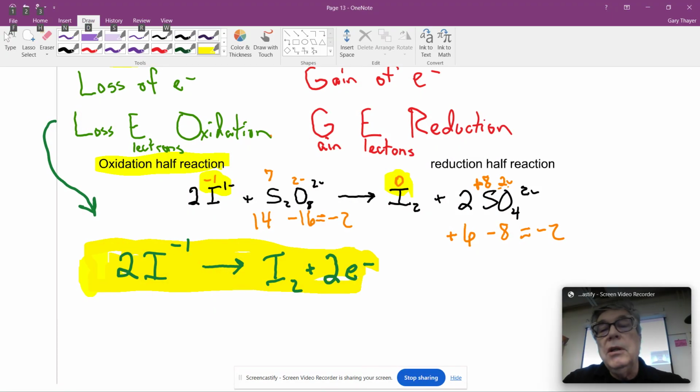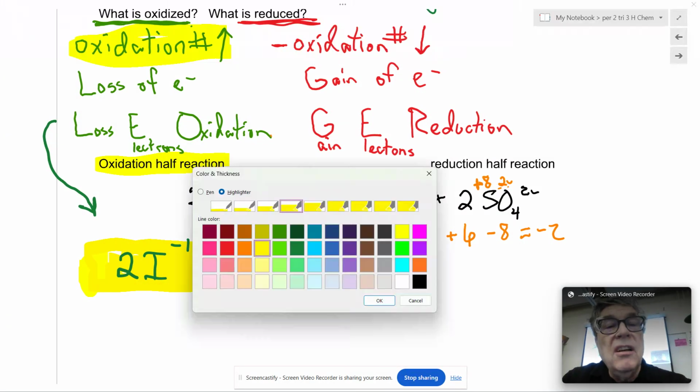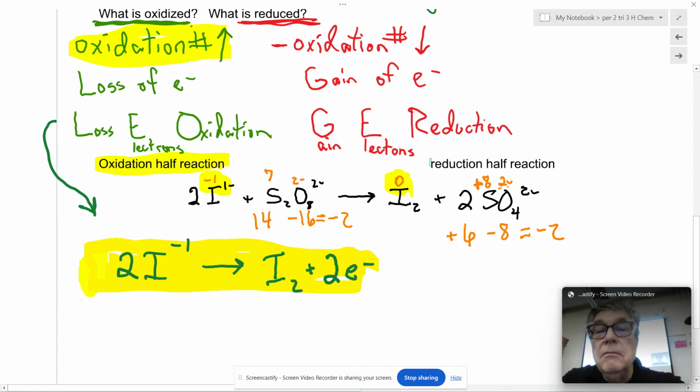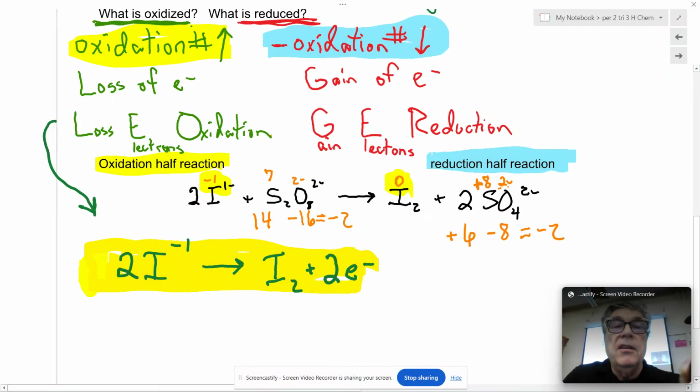Next, we're going to go to the reduction half reaction. And in the reduction half reaction, we are looking for the element that gained electrons. In other words, the oxidation number went down. Do you see anything where the oxidation number went down?